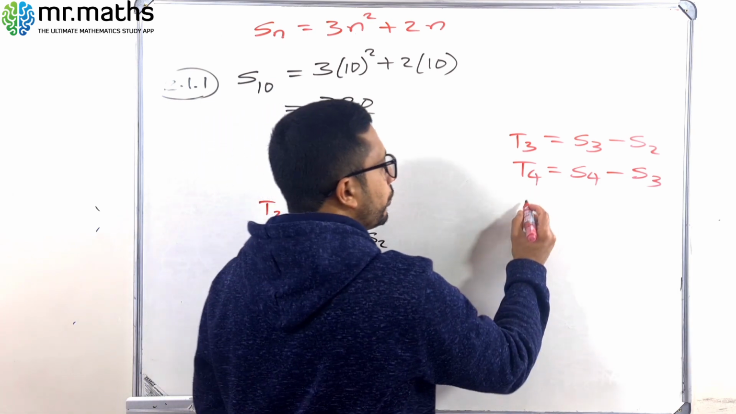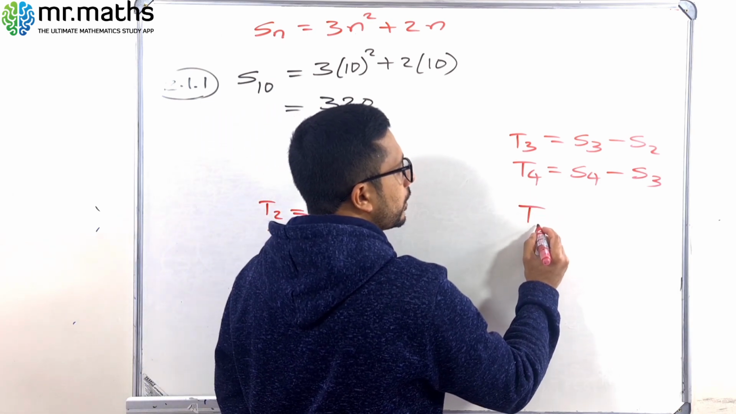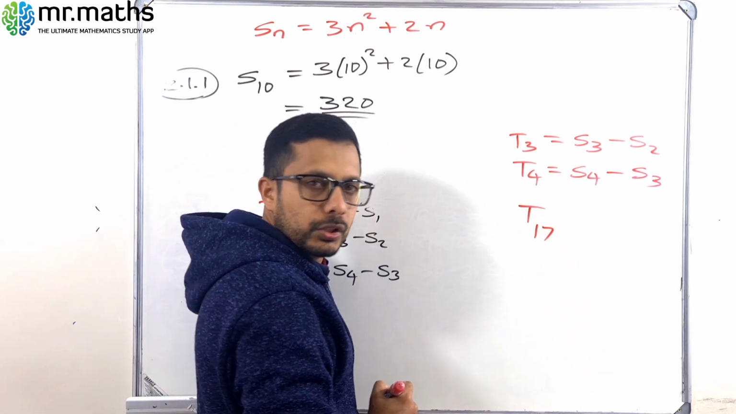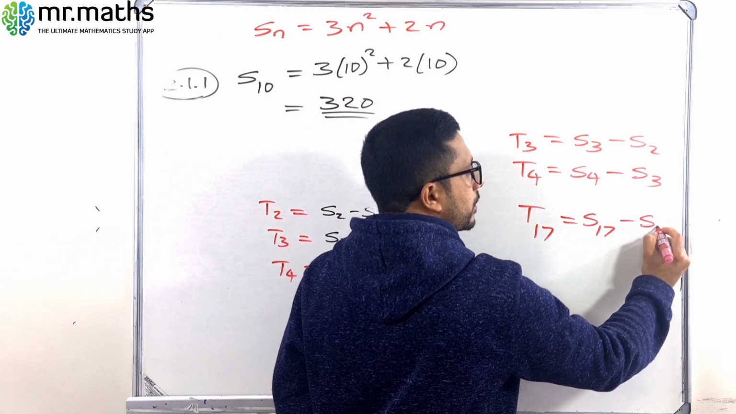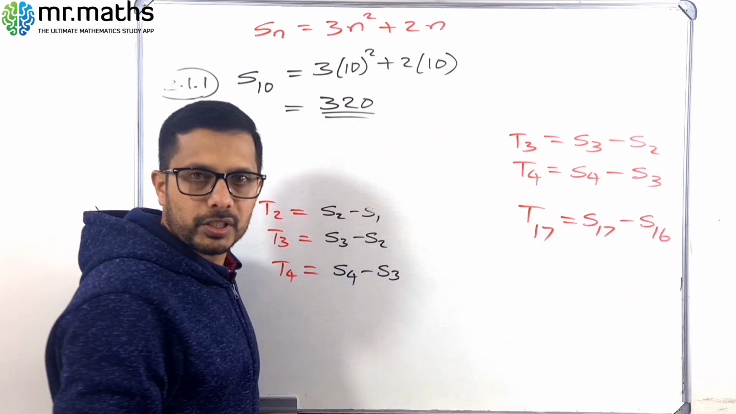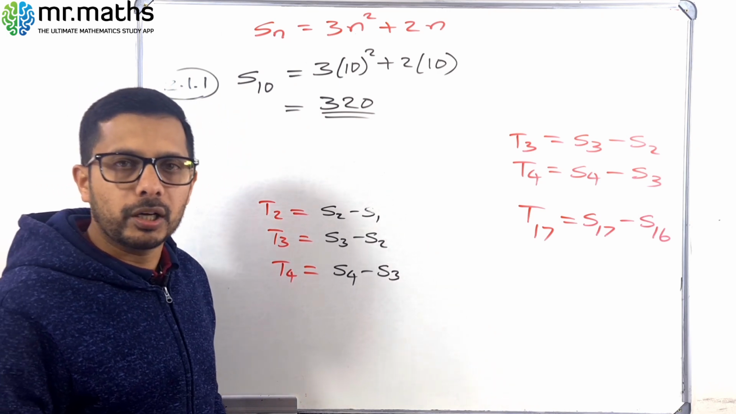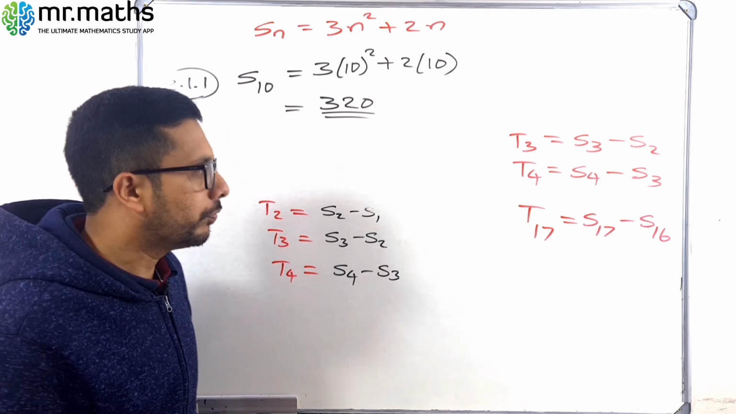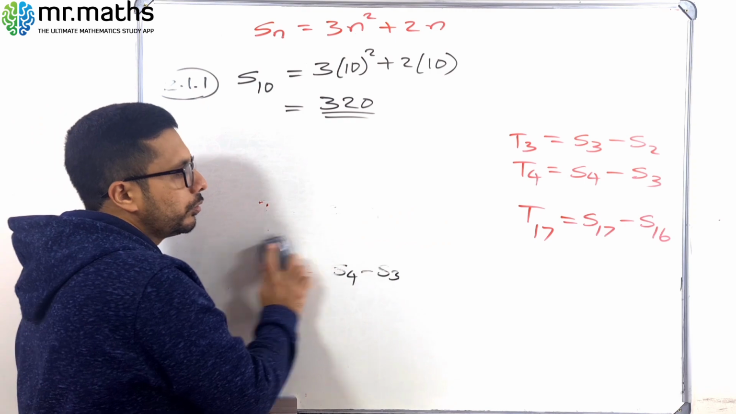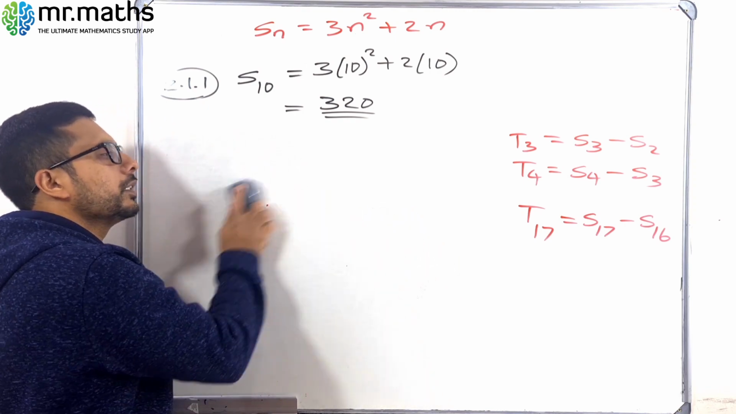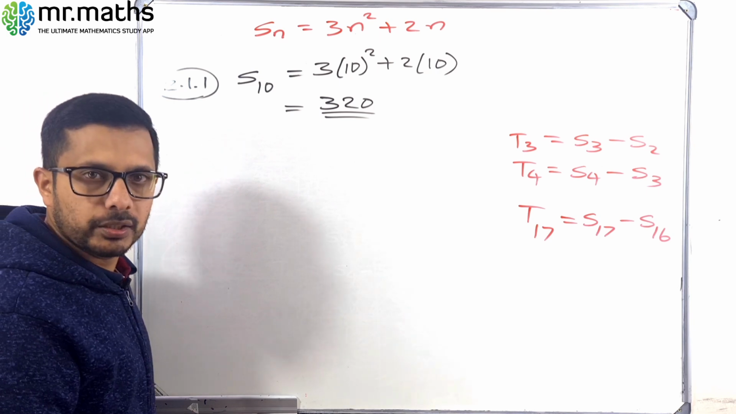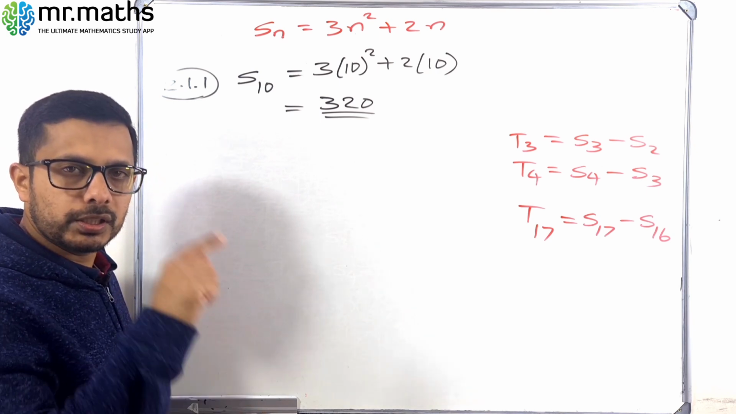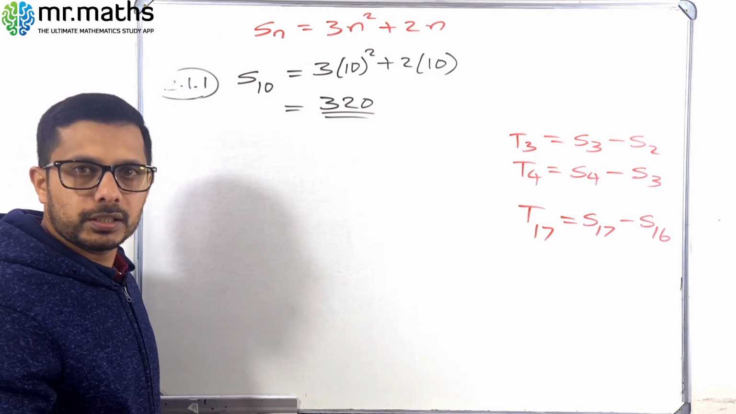So to find T, let's say 17, what you have to do? S17 minus S16. You understand? So you have to remember how to find like that. When you write your exam, if you have a question like this, it is easy to write the answer if you know that method. So T17 is S17 minus S16.